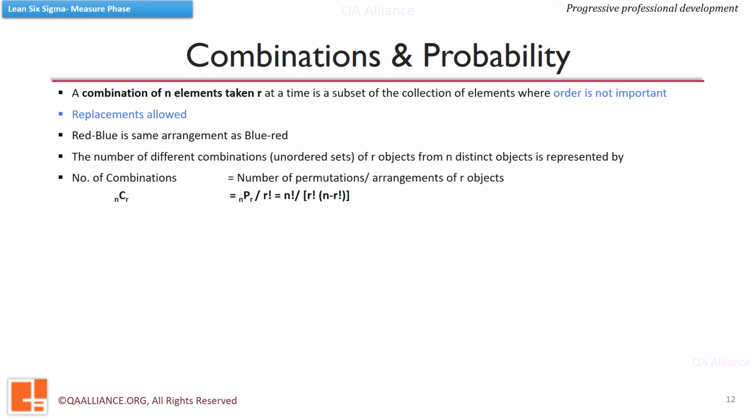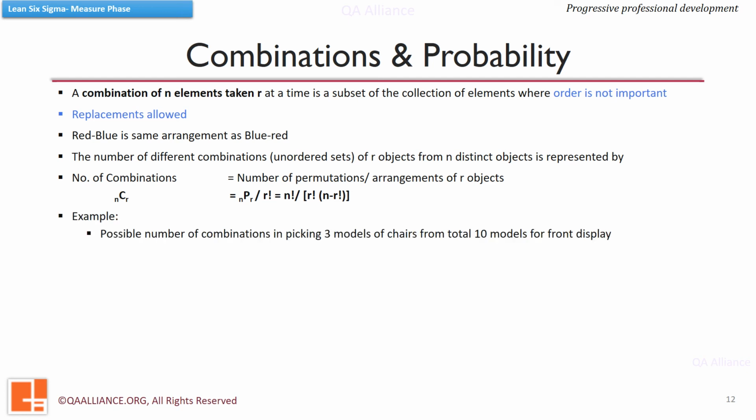For example, if we want to pick 3 models out of total 10, how many combinations are possible? Solving the equation of 10C3, we get 120 as the answer. Remember, here the order is not important.